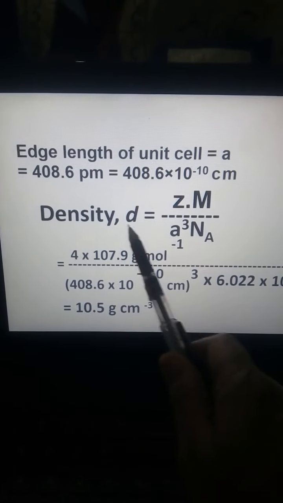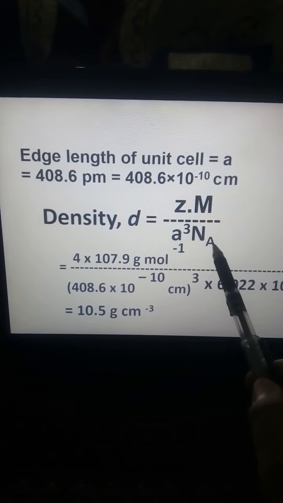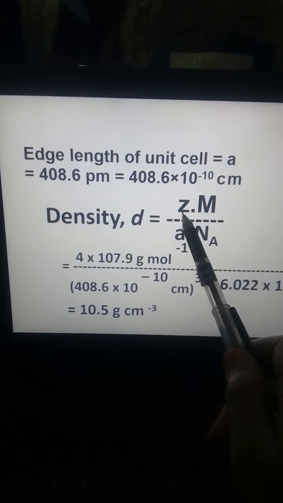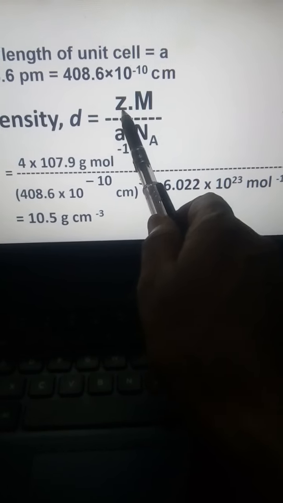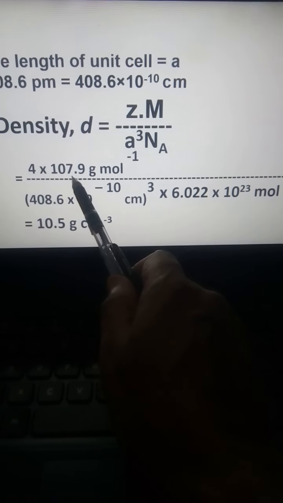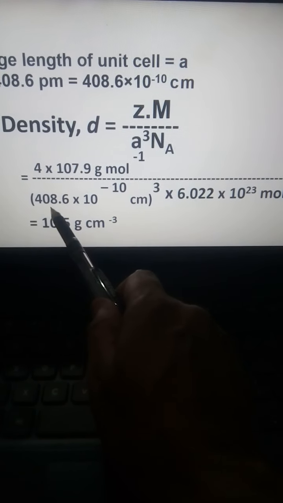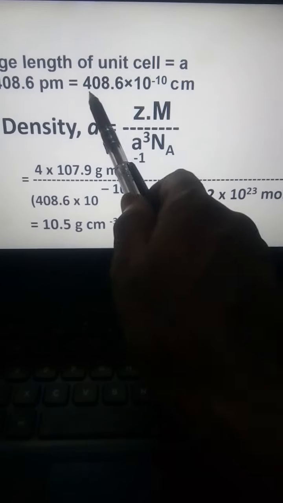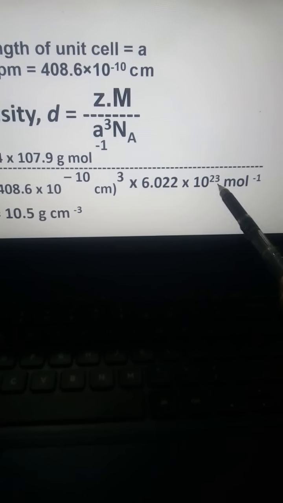Now we know the formula of density in case of a cubic unit cell: d is equal to Zm by a cube Na. Here Z is the number of atoms per unit cubic cell, equal to 4. M is the molar mass of silver, 107.9 gram per mole. a cube, the edge length is 408.6 into 10 to the power minus 10 cm, the whole cube. Na is the Avogadro's number, which we already know, 6.022 into 10 to the power 23 particles per mole.